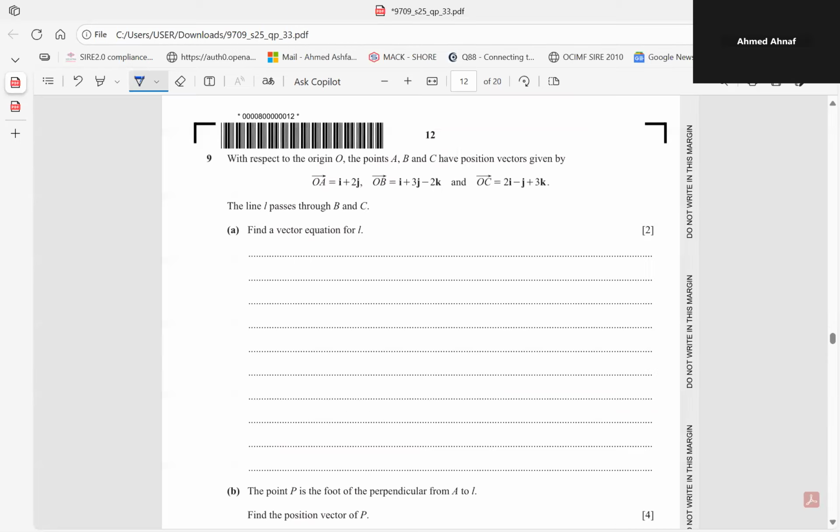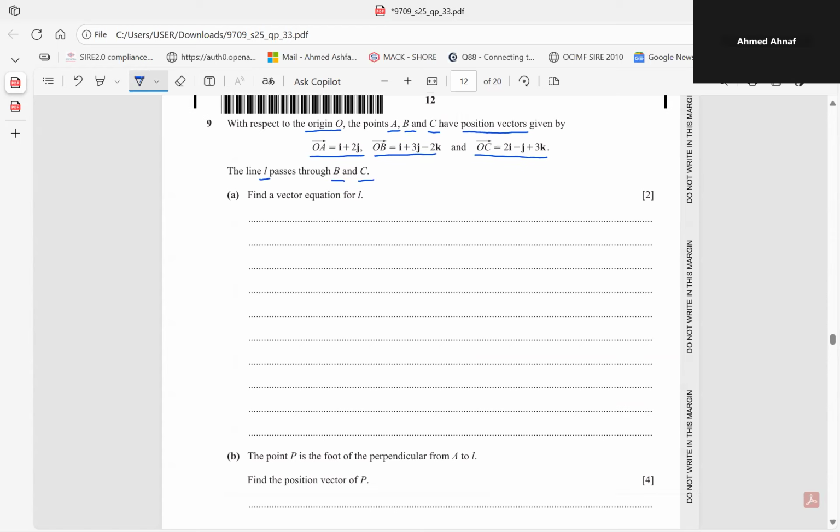Okay, so for this question, we're told that with respect to the origin O, the points A, B, and C have position vectors given by OA as this, OB as this, and OC as this. And we're also told that the line L passes through B and C. So for the first part, we're told to find a vector equation for L. Okay, so first let's draw a sketch of L.